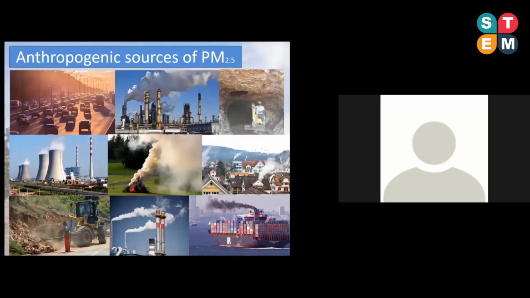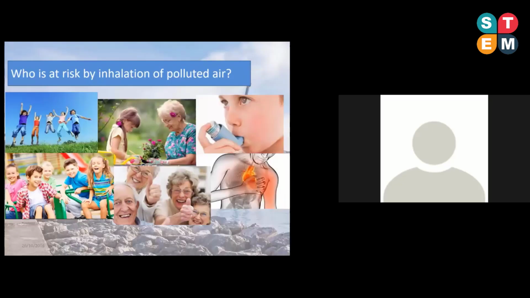What anthropogenic sources of PM2.5 can we expect in urban areas? There are road and marine traffic, industrial activities in thermal power plants, oil refineries, mechanical activities, and smoke from wood or grass burning. Who is at risk by inhalation of polluted air? The children, the elderly, and the sick people.